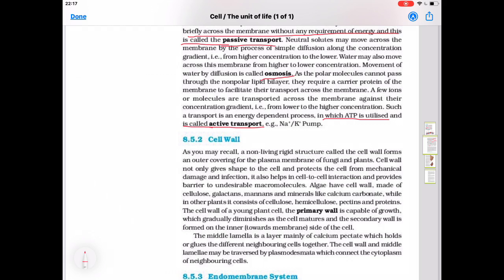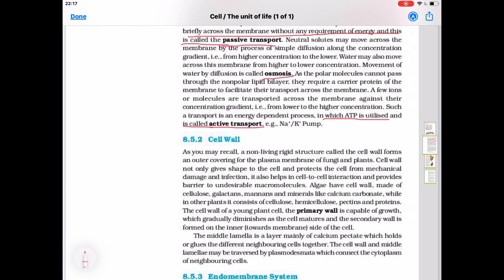As the polar molecules cannot pass through the non-polar lipid bilayer, water is a polar molecule and phospholipid is a non-polar molecule. So polar molecules cannot pass through the non-polar phospholipid layer. So they require a carrier protein of the membrane to facilitate their transport across the membrane. So water molecules require certain proteins so that they can pass through the membrane.